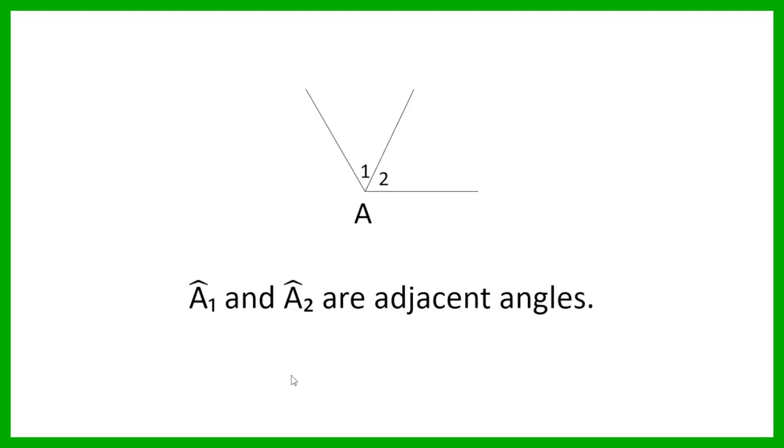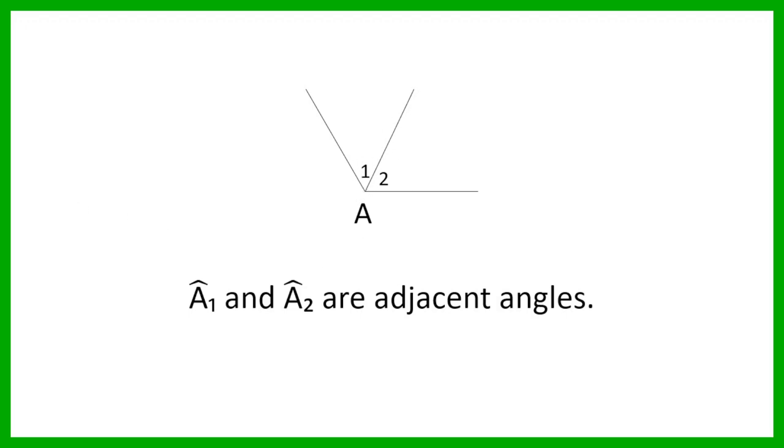So over here, I've got a pair of adjacent angles. Adjacent angles, remember, adjacent means next to each other. So adjacent angles are angles that are at the same point, and they are next to each other, sharing a common side. Okay, so this is an example over here of angle A1 and angle A2. They are adjacent to each other. They're at the same point, A, and they are next to each other, sharing a common side.